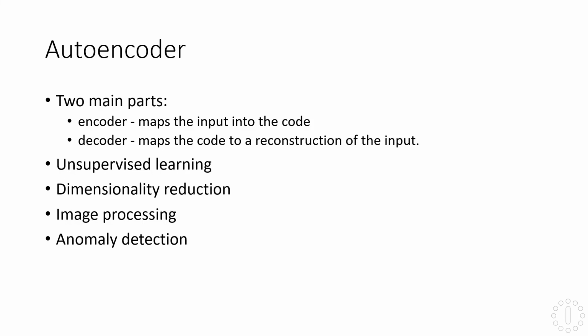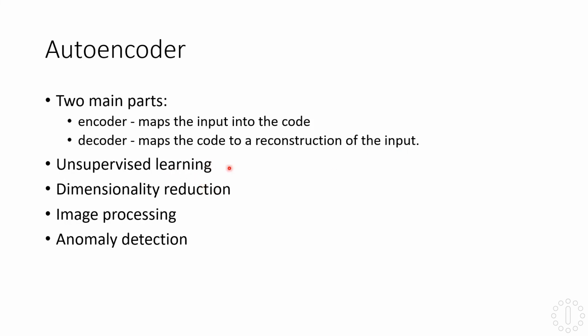And the last type of neural network that we're going to look at is an autoencoder. An autoencoder is a neural network that has two main parts, an encoder and a decoder. The encoder maps the input into the code, and the decoder maps the code to a reconstruction of the input. However, when this reconstruction is done, the network only reconstructs the most important parts of the data.